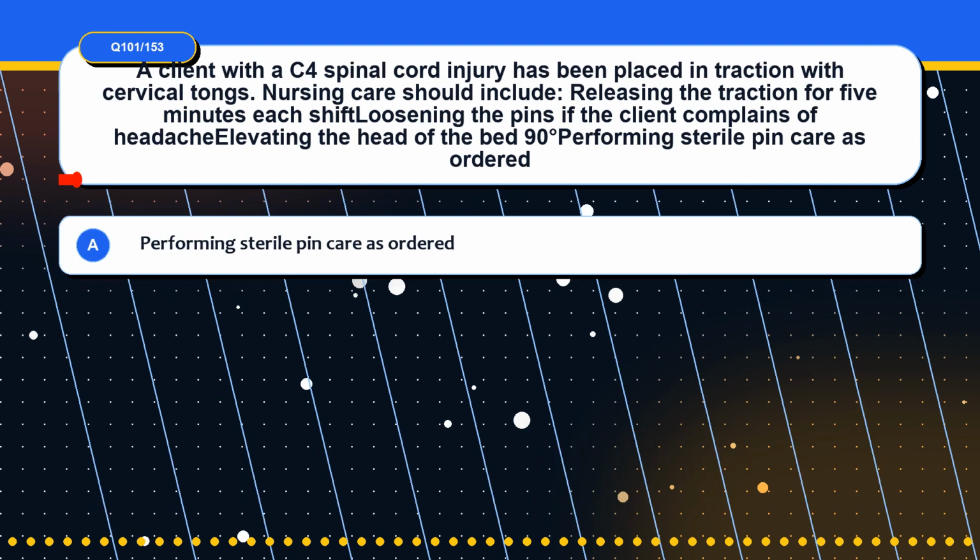Question 101. A client with a C4 spinal cord injury has been placed in traction with cervical tongs. Nursing care should include releasing the traction for 5 minutes each shift, loosening the pins if the client complains of headache, elevating the head of the bed 90 degrees, performing sterile pin care as ordered. Here are the options. Option A. Performing sterile pin care as ordered.